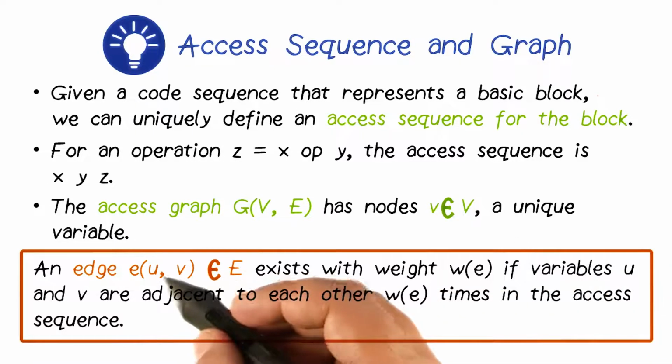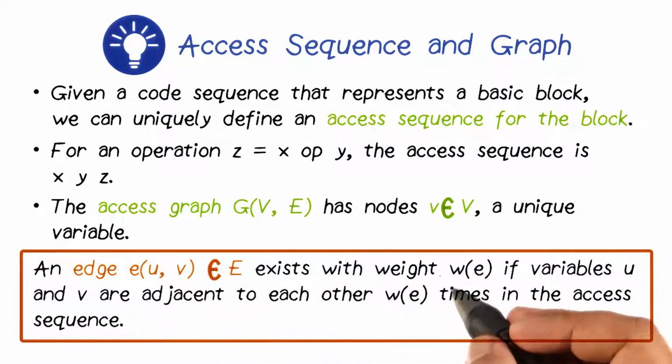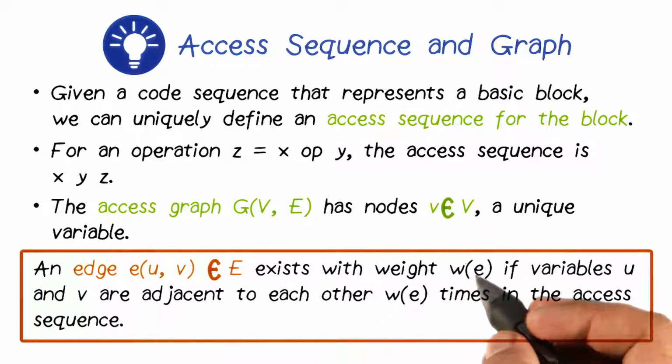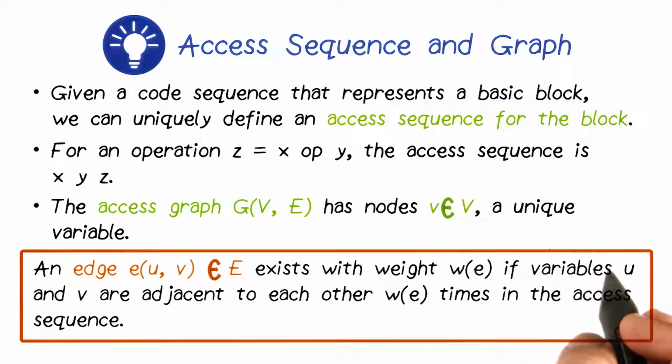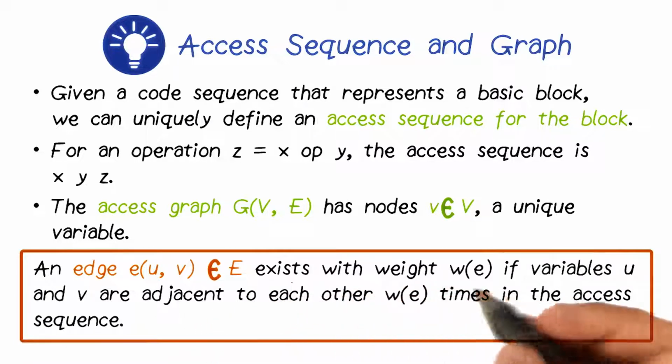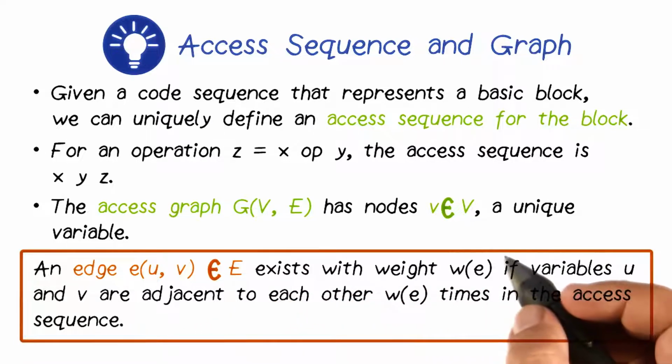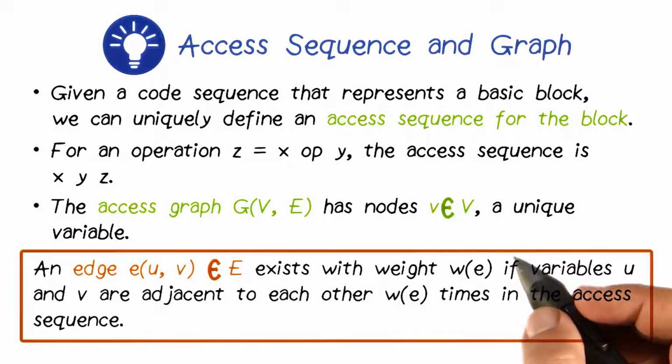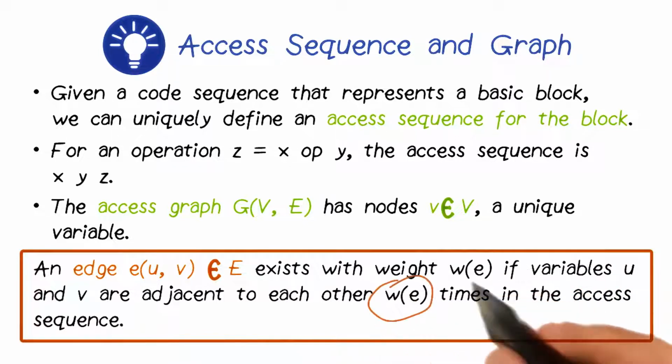So we associate an edge U to V inside an access graph with a weight W of E if you go between the variables U and V, which are next to each other, W of E times. So in other words, we are going to either go from U to V or V to U, and the total frequency of such transitions is equal to W of E.